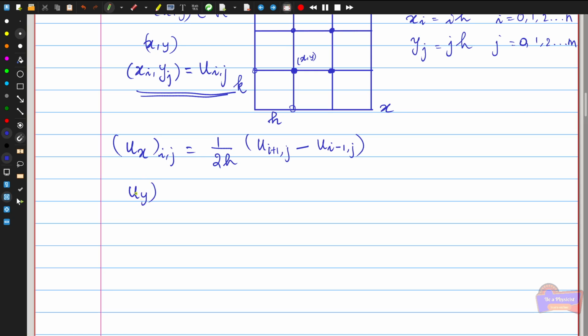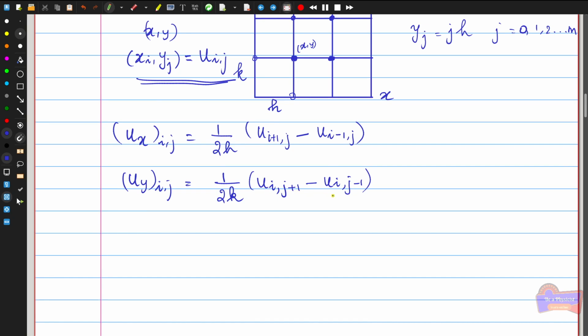So uy of i comma j is equal to 1 divided by 2 times k, times u of i comma j plus 1 minus u of i comma j minus 1, because j is the incremental variable for y, so i comma j plus 1 and i comma j minus 1 vary for finding uy. And you can see that the incremental step here is k, so I have used 2k. So these are for the first order derivative.